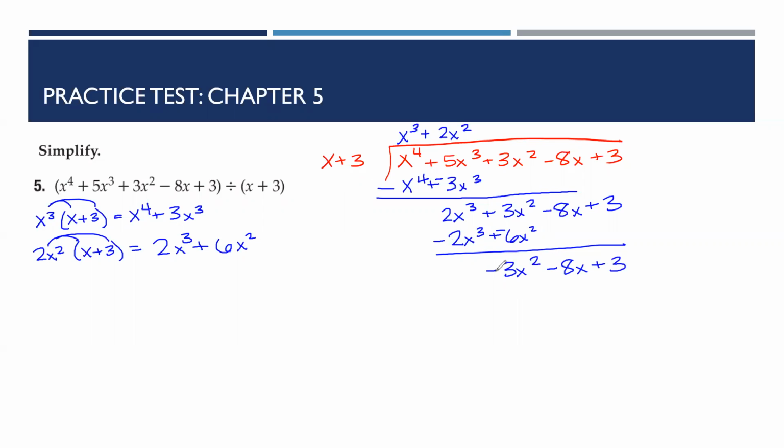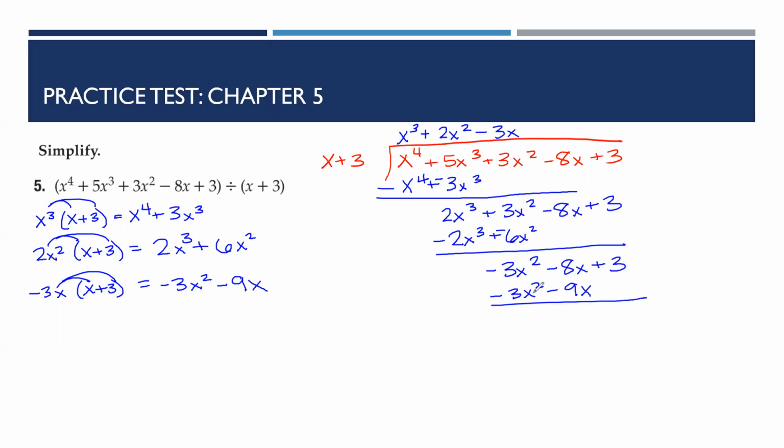Okay, so now x times what is going to give me negative 3x squared? Well, that's going to be negative 3x. Okay, so I have to multiply negative 3x times x plus 3. See what I get here. Negative 3x times x is negative 3x squared, which is what I wanted. And then negative 3x times 3 is negative 9x. And then that goes under here. So negative 3x squared minus 9x.